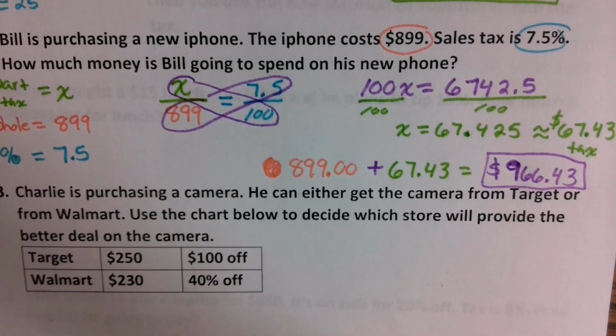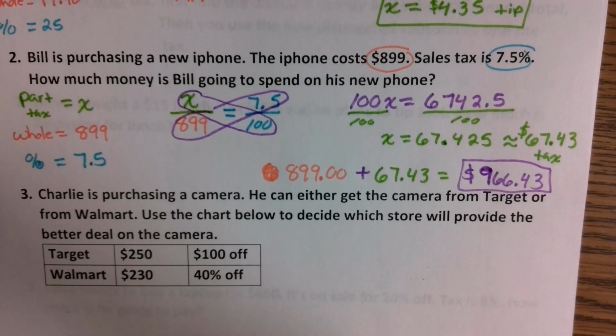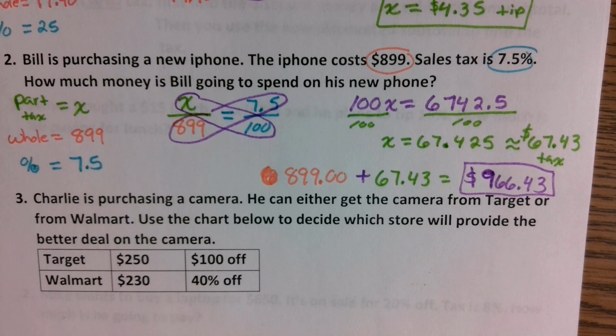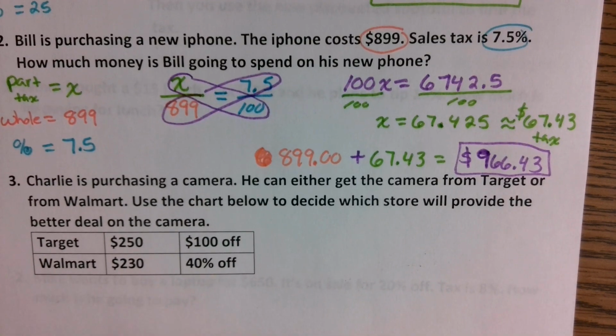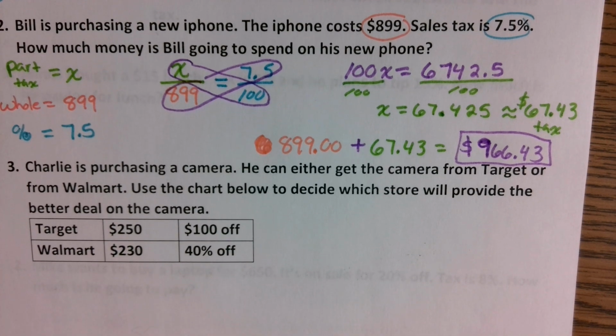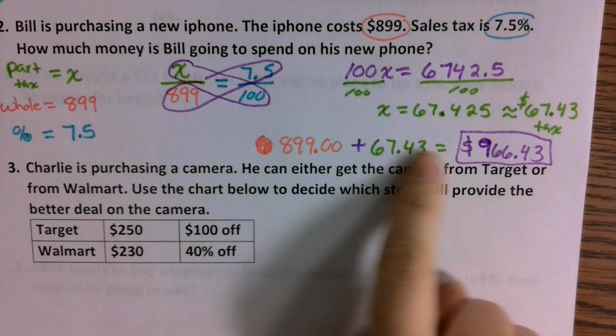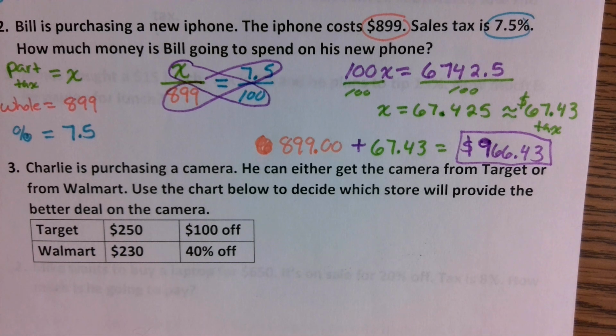So you guys have to remember that when you're budgeting, when you're deciding, hey, I want to buy this item, you got to budget for the tax as well as the cost. Okay, tax can be pretty expensive. I mean, look at that. It's almost $70 in tax alone.